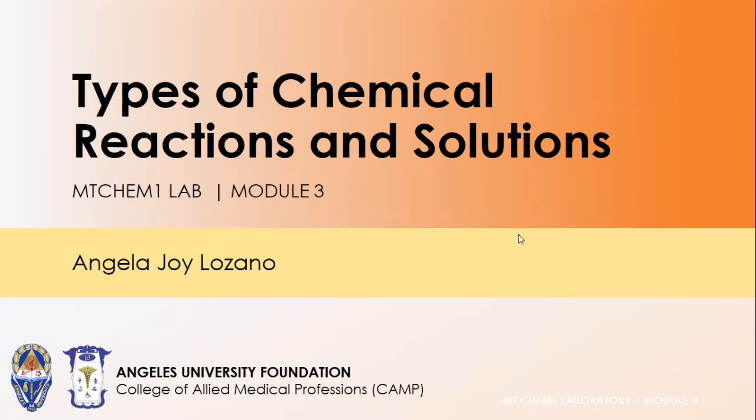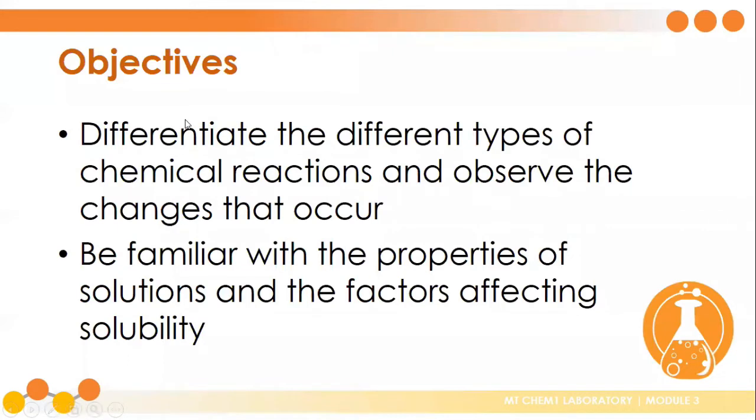Before we start with the discussion, let's take a look at our objectives for the experiment. For the two experiments, you are expected to differentiate the different types of chemical reactions and observe the changes that occur among them. And you're also expected to be familiar with the properties of solution and the factors affecting solubility. Hopefully, as we go through our post-laboratory discussion, you will be able to see if your observations and results are correct.